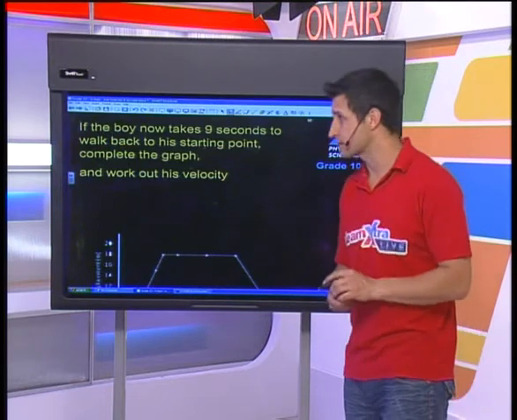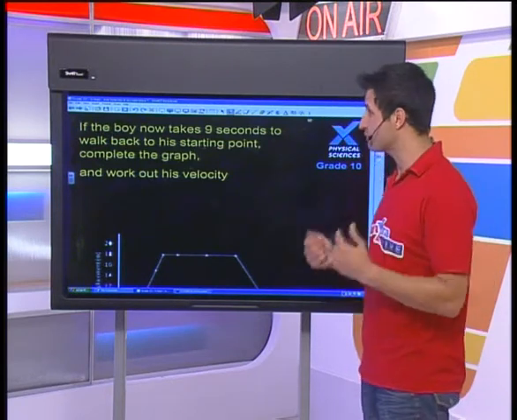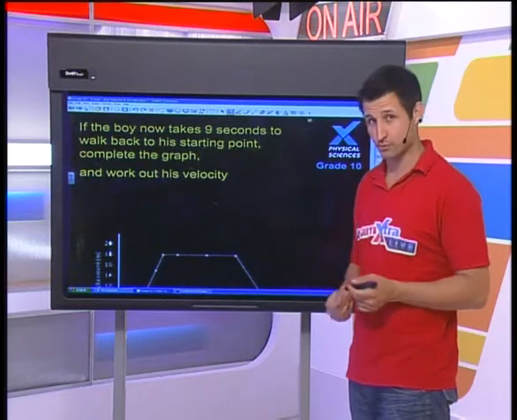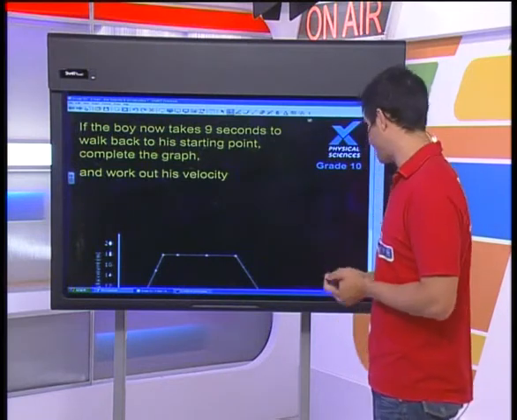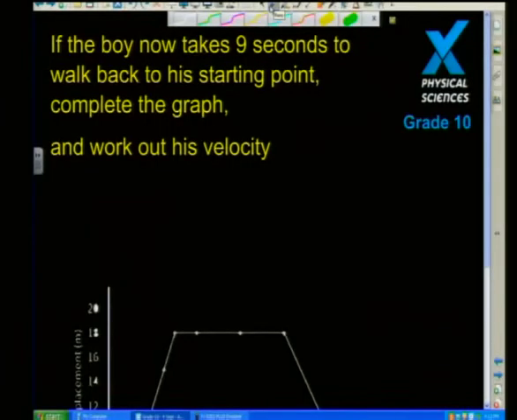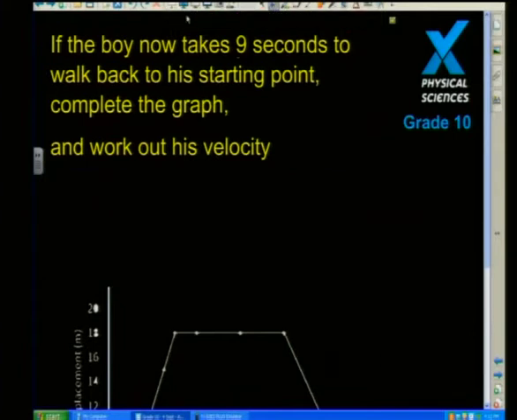What we're going to do now is describe what happens if the boy now takes 9 seconds to walk back to his starting point. So let's highlight that important information. Let's see what goes on. Okay, so now if the boy takes 9 seconds, so now we know how long it takes to walk back to his starting point.